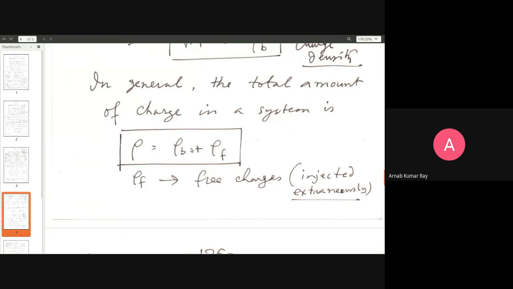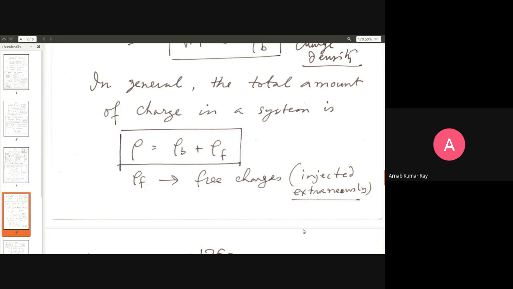And accordingly, the charge density will also be the sum of the bound charge density and the free charge density. You'll say, where are these free charges coming from? Well, they could be injected extraneously, because after all, the system left to itself can only supply electrons or anything from its own atoms. But in an insulator, the atoms are bound, really, as a general rule. So maybe you can inject some extra charges from the outside to give it some sort of conducting property.